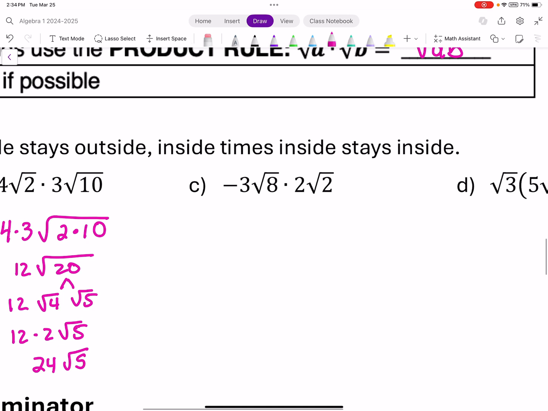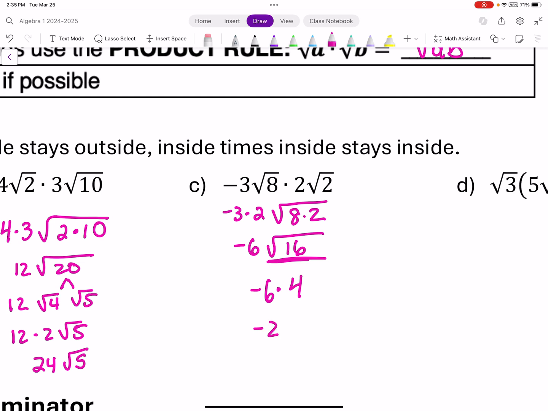All right, looking at letter C, it's the same idea as what we just did with B. Negative 3 times 2 on the outside, 8 times 2 on the inside. So negative 3 times 2 is negative 6. 8 times 2 is 16. Hopefully you notice that the square root of 16, that's a perfect square. It just becomes 4, so there's no longer a radical with it. So we would have negative 6 times 4, which is negative 24.